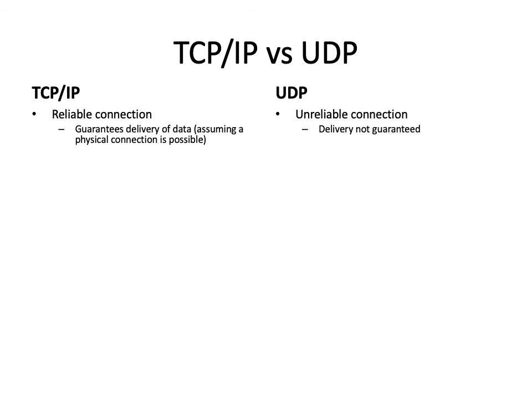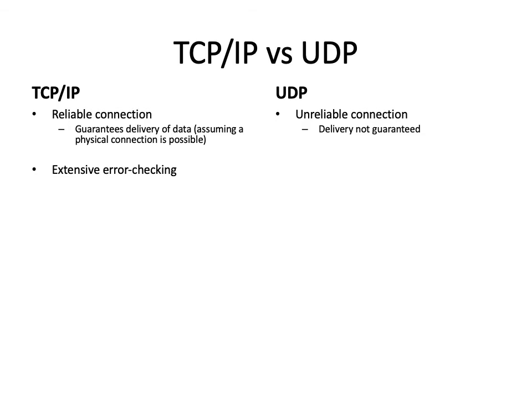UDP is not quite as reliable. It's going to send out packets, called datagrams, and it hopes they get there, but it's not guaranteed. Usually, above 99% of packets will get to their destination, assuming the path was possible. So very few packets are actually lost.